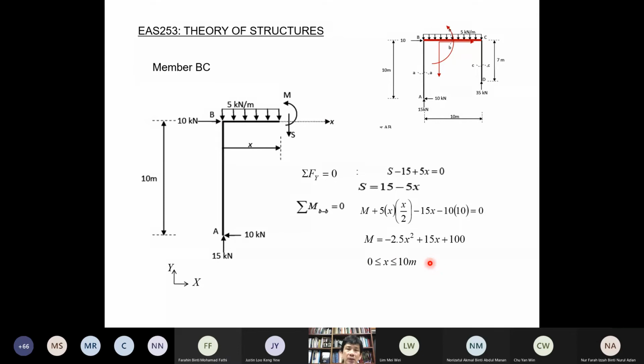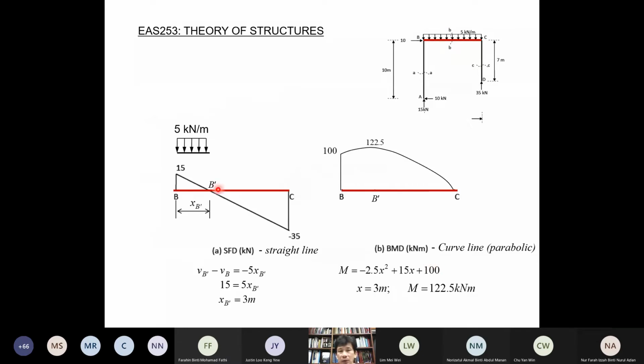So the same thing next, finally, the third cut. But before that, if you draw here, then this is a shear force diagram, a straight line, and this is a bending moment diagram, which is a curve.